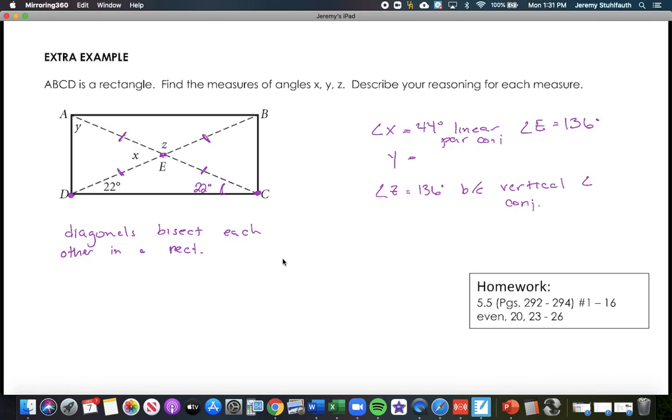Okay, now finally, with angle Y, again, we know that this triangle, AED, is an isosceles triangle. Now, because it's an isosceles triangle, again, we know that the base angles should be congruent. We know that the triangle sum conjecture has 180 total degrees minus the 44 for angle X. And that leaves us with 136 degrees to be split among the two base angles, which gives us Y is equal to 68 degrees.